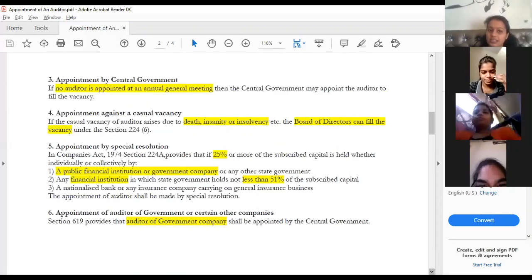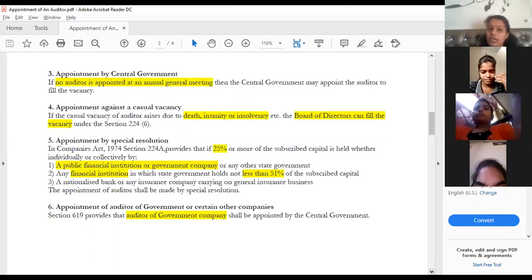After which, let's understand appointment against a casual vacancy. Now, what is a casual vacancy? Casual vacancy is nothing but when there is a vacancy of an auditor because of death, insanity, or insolvency of an auditor.